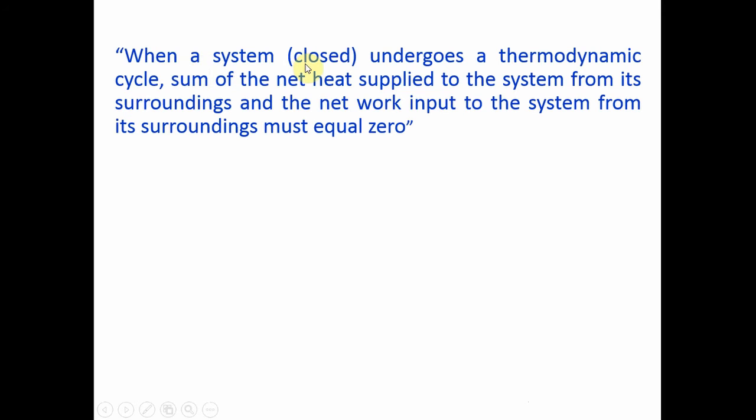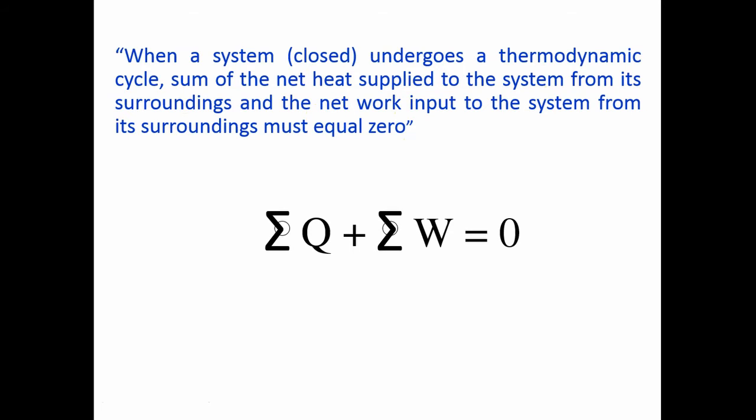When a system, that is a closed system, undergoes a thermodynamic cycle, the sum of the net heat supplied to the system from its surroundings and the net work input to the system from its surroundings must equal 0. You can express this statement mathematically with this equation. This is the cyclic summation of heat transfer to the system, and this is the cyclic summation of the work transfer into the system. The summation of the cyclic summation of the two is equal to 0. This is the first law of thermodynamics.